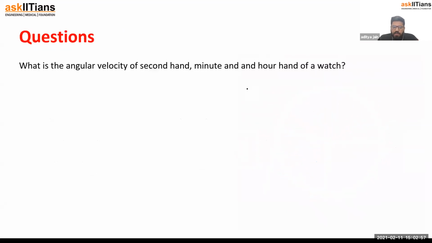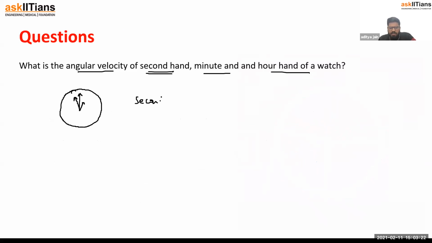Clear? Now see, a question has been asked on angular velocity: the angular velocity of the seconds hand, minutes hand and hours hand of a watch are. This is a very good question, practical based basically. A clock has three hands: seconds hand, hours hand and minutes hand. Okay. So he's asking about the angular velocity. So first of all, talk about the second hand.